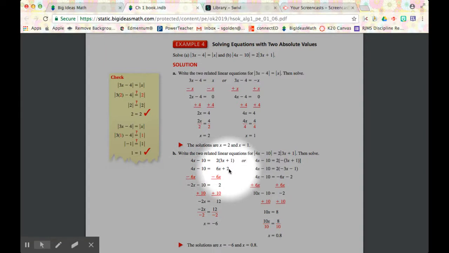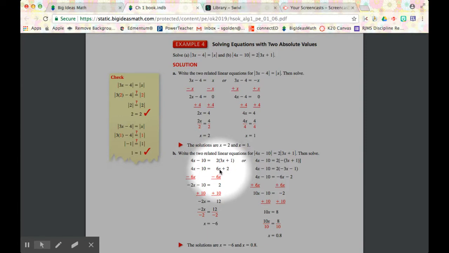So now we need to get our variables together before our just plain numbers, okay? Because they could cancel out. We don't know. So you always want to get your variables together first. So on this problem, we could move the 4x or the 6x. It doesn't matter because we wouldn't cancel everything out. So they chose to move the 6x.